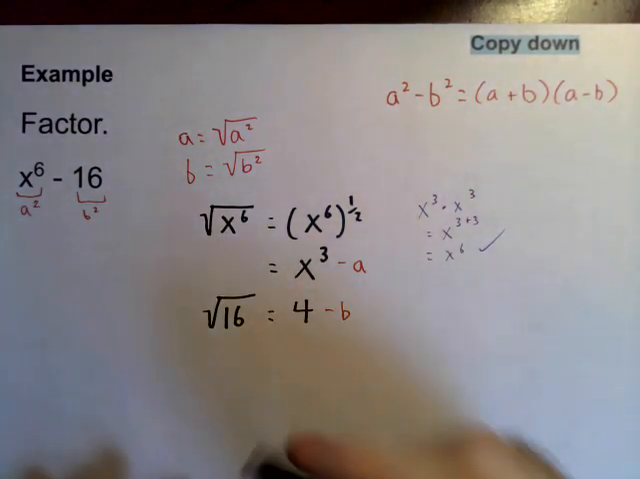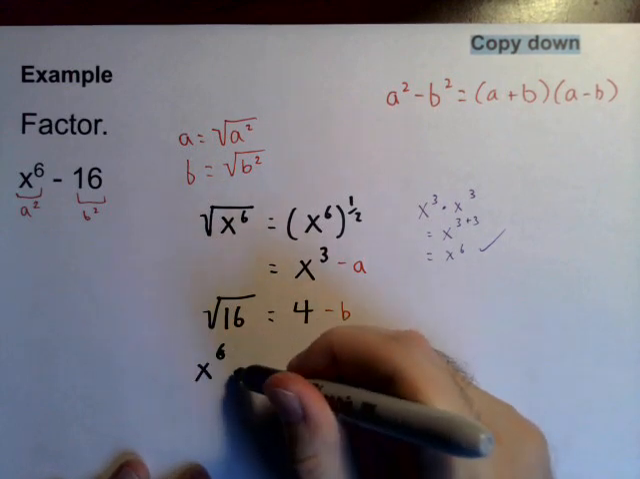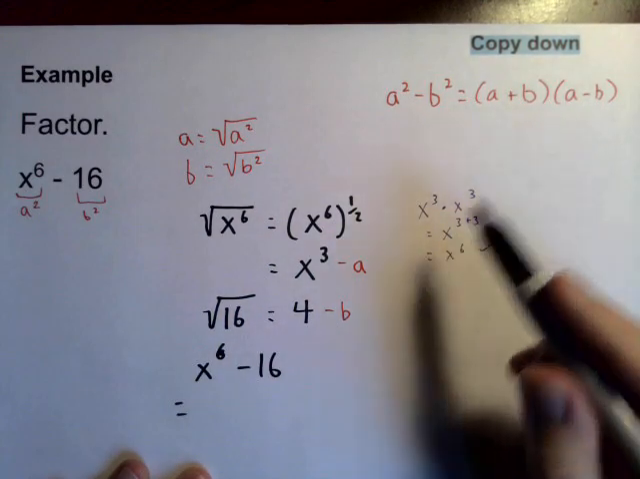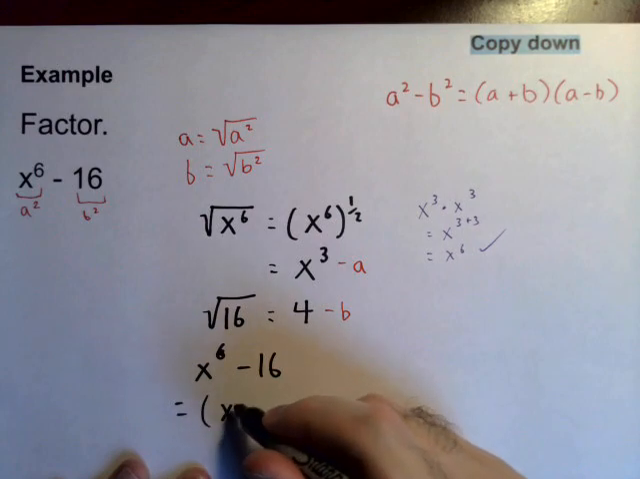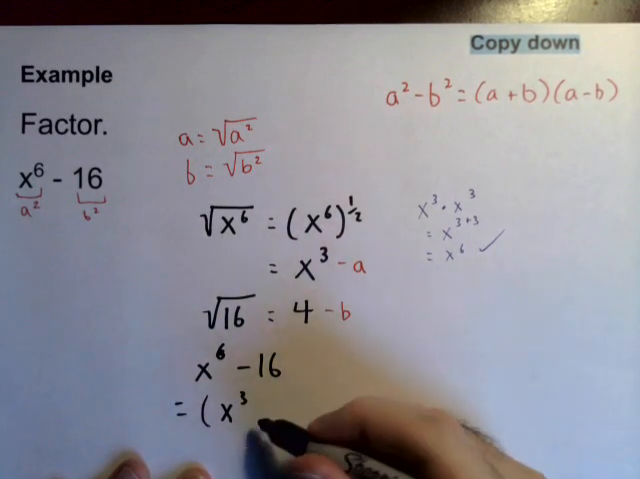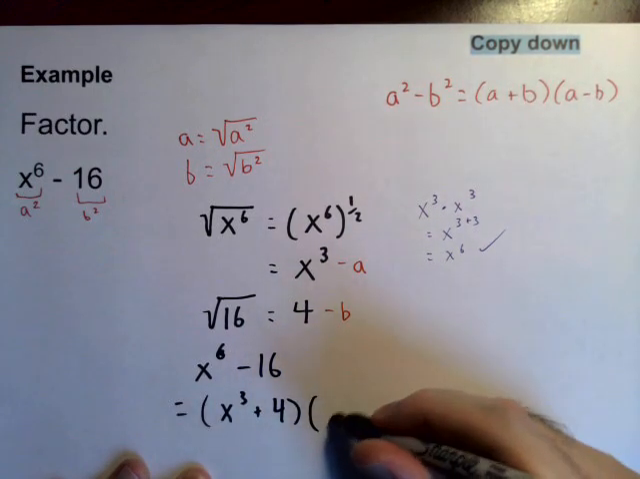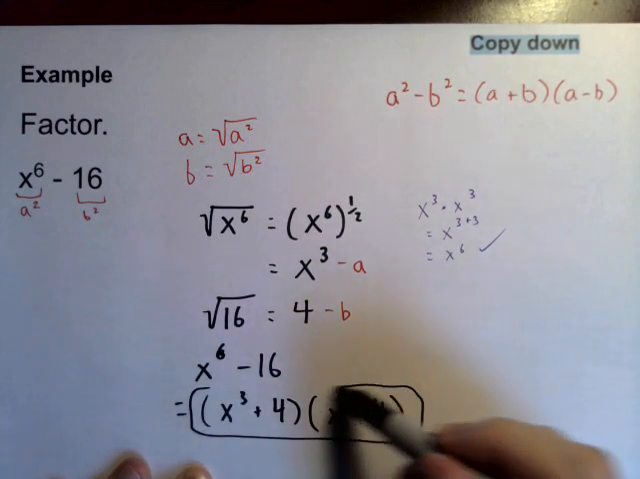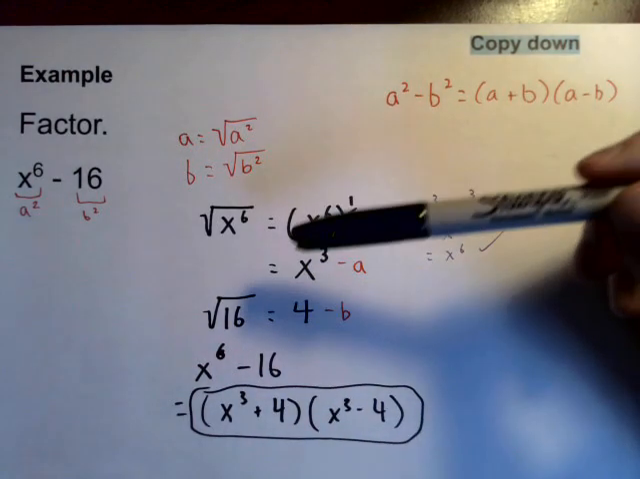So now once we have that, now we can actually factor. If we have x to the power of 6 minus 16 and we're factoring that, it's going to fit this general pattern, a plus b times a minus b. So it will be, that was our a, x cubed plus 4. And then the a term again, x cubed minus 4. And then that would be our completed example and the completed answer.